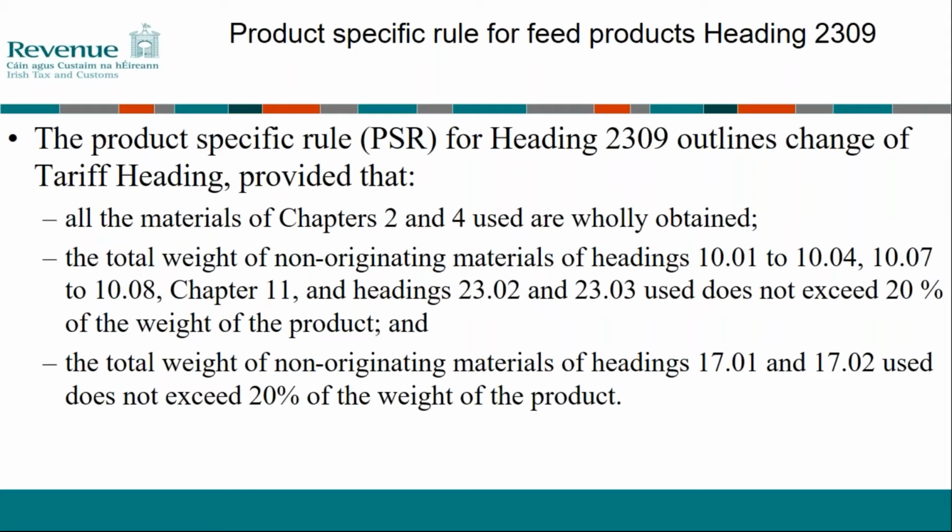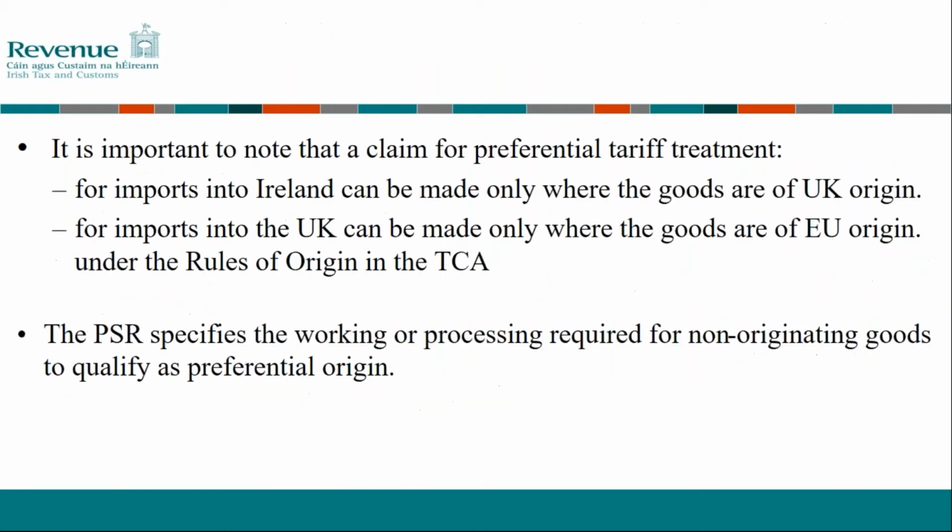So Chapter 10.1 to 10.4, or 10.7 to 10.11, and Chapter 11, and then the headings 2302 and 2303 do not exceed 20% of the weight of the product, and then the total weight of non-originating materials, again within that Chapter 17, do not exceed 20% of the weight of the product. So again, that just gives you an idea of the very specific rules that apply for different products, and that's just one example in relation to obviously the feeds which we're looking at today.